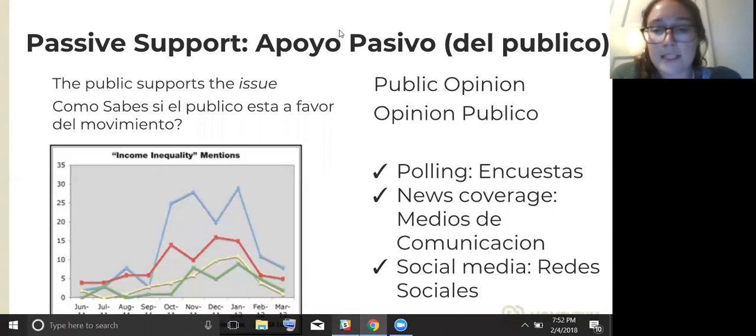What we see is that when movements are winning, the media starts changing the way that they cover the issue. And when we're losing, the media also starts changing the way that it talks about the issue. Okay, I'll leave it at that for now.